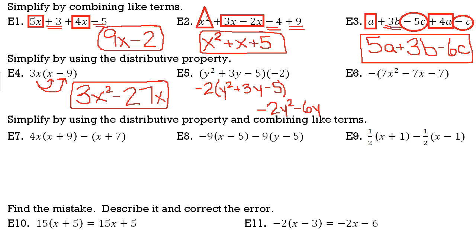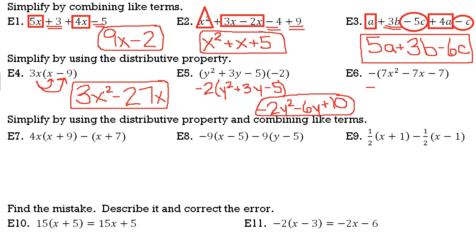You're going to take negative 2 times y squared, negative 2 times 3y, and then negative 2 times negative 5, which would give you a positive 10. So it was written differently just to see if it would mess anybody up. But the truth of the matter is, you treat it just like any other problem.